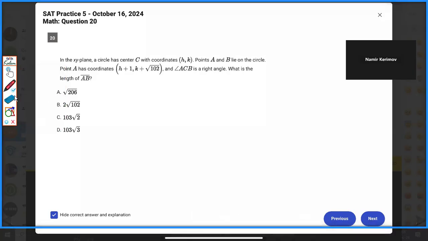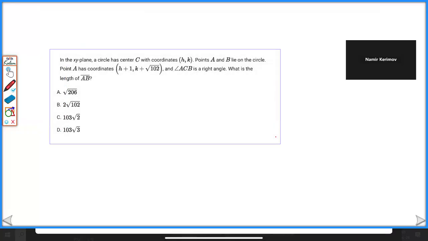Okay, well, first, let's understand what is given, what is the question, and then we can solve that question. First, we have a circle with a center C. The points are H and K, and there are points A and B on the circle, and we know the coordinate of A, and ACB is a right angle. What is the length of AB?